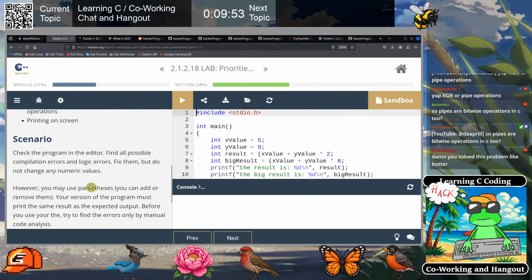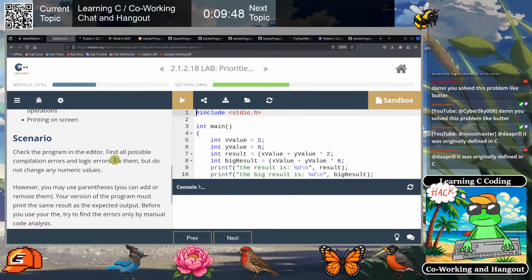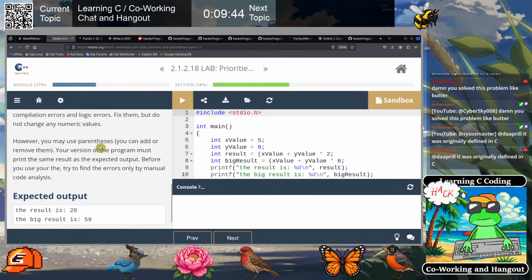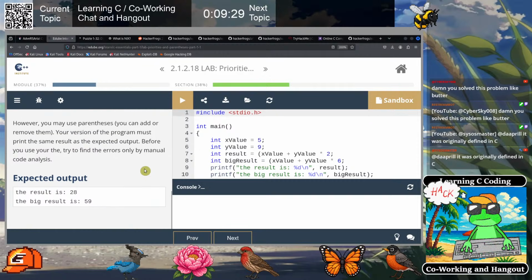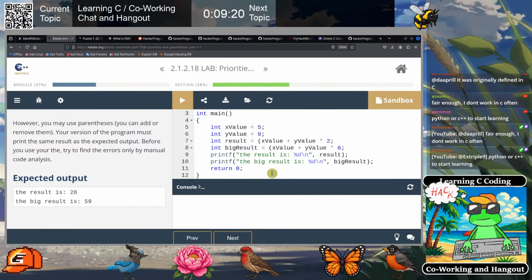Okay, so check the program in the editor. Find all possible compilation errors and logic errors. However, you may use parentheses. You can add or remove them. Your version of the program must print the same results as the expected output. Before you use something, try to find the errors only by manual code analysis. So the expected output is the result is 28 and the big result is 59. Okay, so what's going on here?